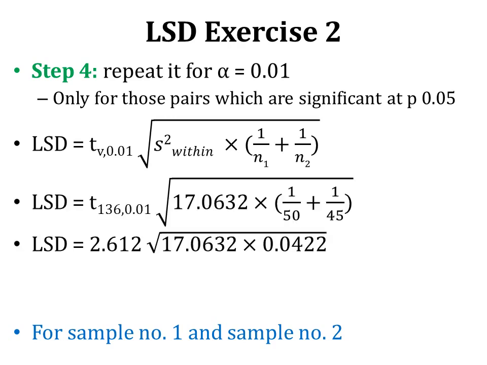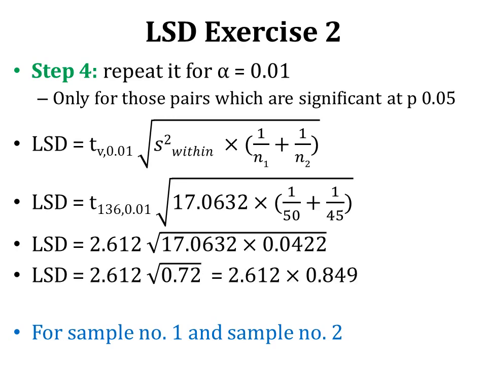So we get these values, and we get 0.72. When we take the square root of 0.72, it is 0.849. When we multiply that by the t-value, which is taken at degree of freedom 136 and level of significance 0.01 from the two-tailed t-distribution, then we get our LSD, which is 2.218, right? So LSD for our first pair of means, which are sample number 1 and sample number 2, is 2.218.